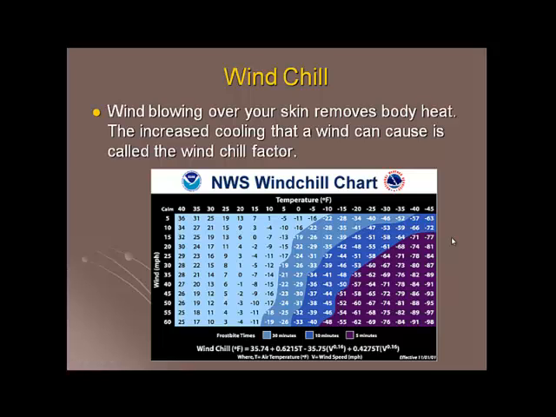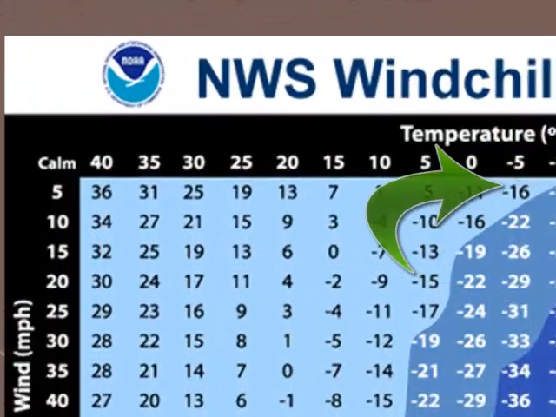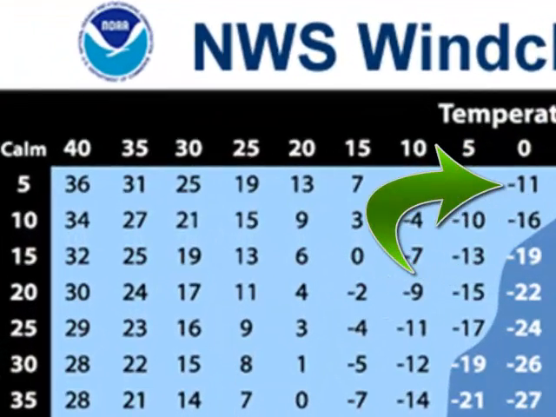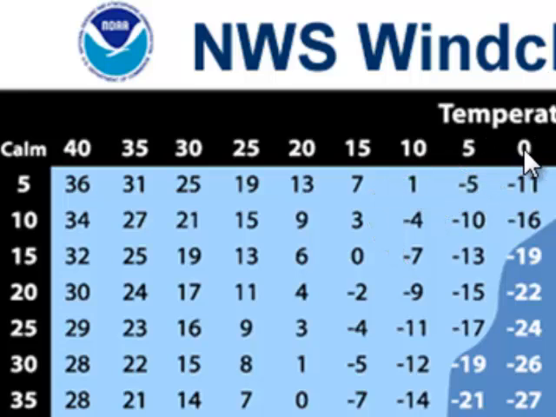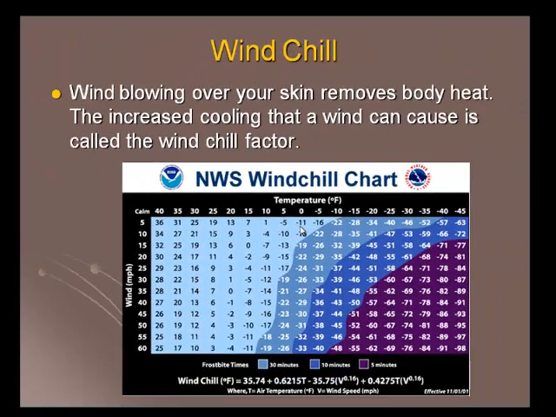Wind chill is something we need to know about. Wind blowing over your skin removes body heat from the surface of your skin. The increased cooling that a wind can cause is called the wind chill factor. And so on a certain day, we could have a temperature on the thermometer of 0 degrees Fahrenheit, but if the wind were blowing 5 miles per hour, it would feel like it was minus 11 degrees Fahrenheit. And so the wind can really make it feel a lot colder.